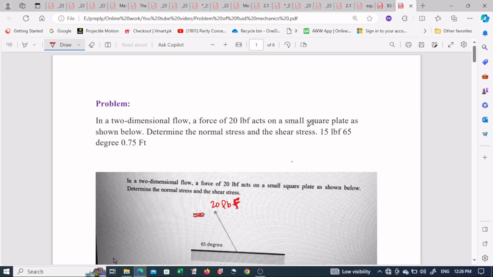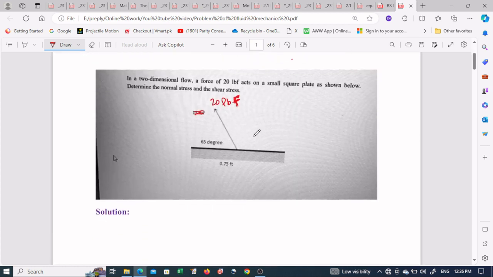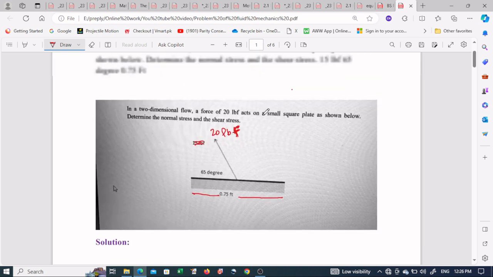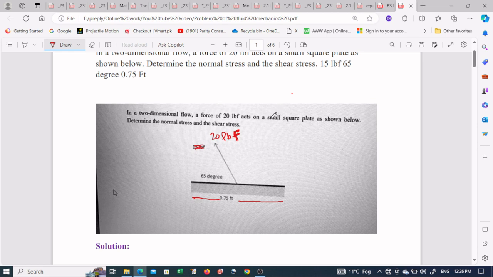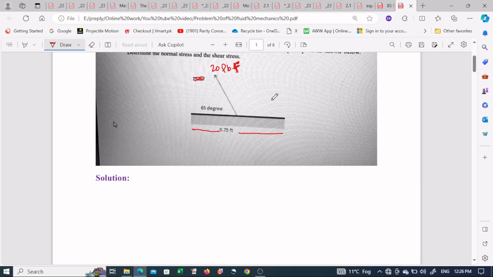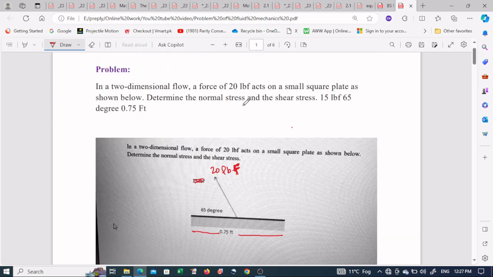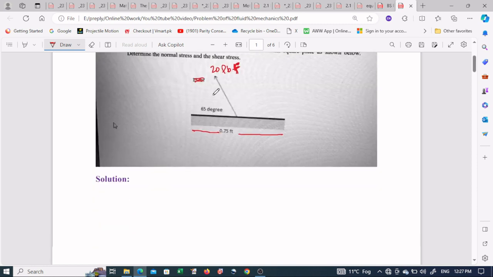The values are given. Data is force is 20 pound. The force applies at the angle of 65 degree, and this length is 0.75 feet. As the plate is square, it has its length and width the same. Now first of all I will explain the difference between normal stress and the shear stress, then I will solve this question.